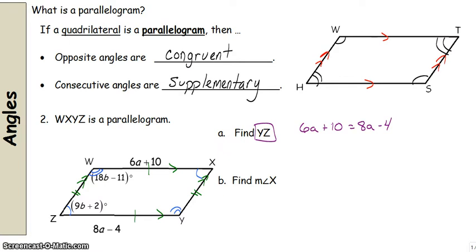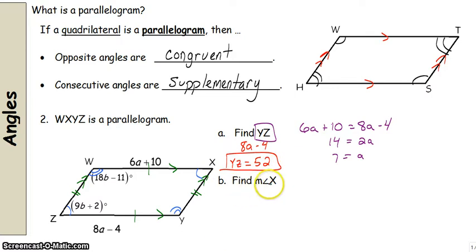I'd use algebra to solve for a, and voila, the algebra magic gave me a equal to 7. I have to substitute back in to 8a minus 4 to find the length of YZ. In this case, 8 times 7 is 56, take away 4, YZ is 52.